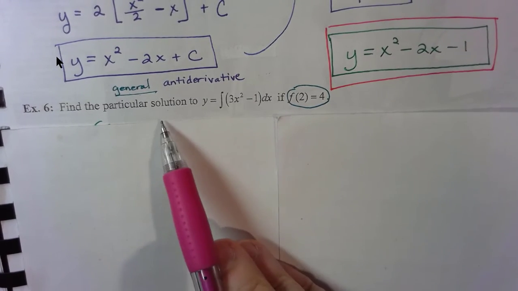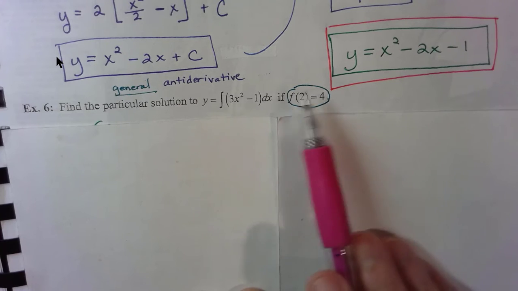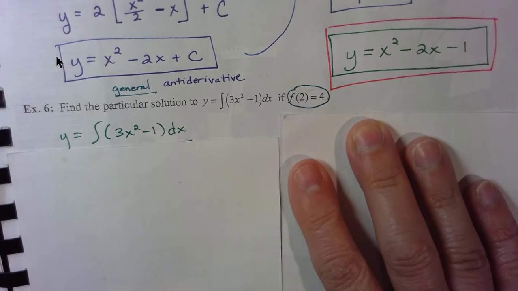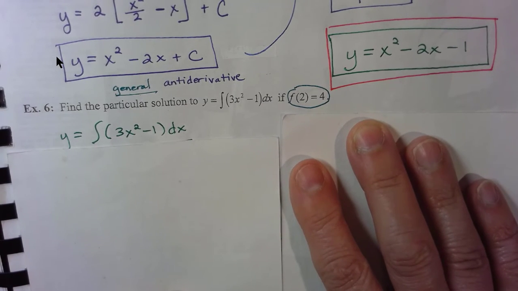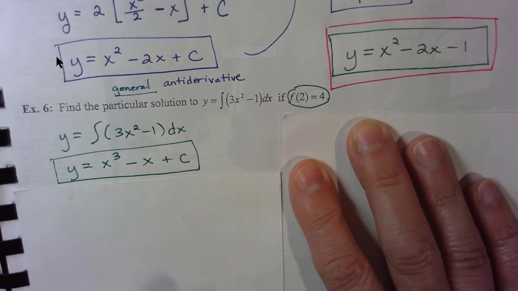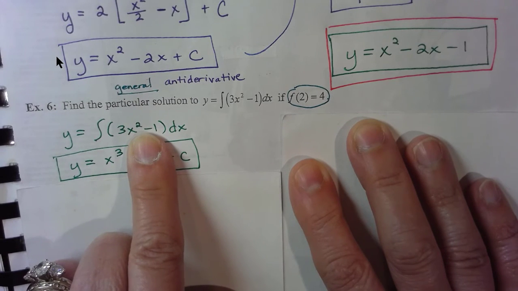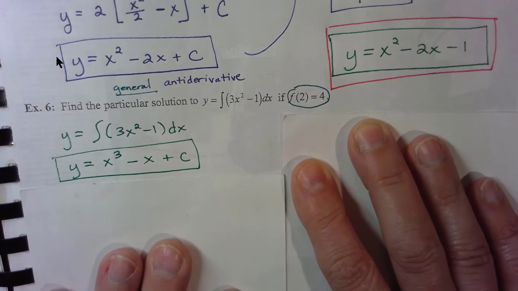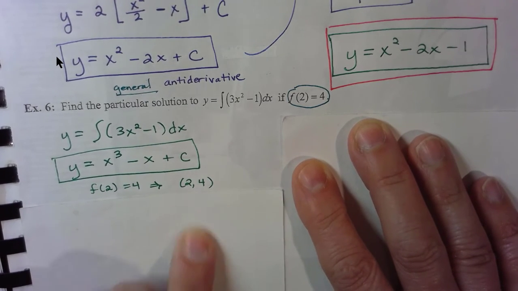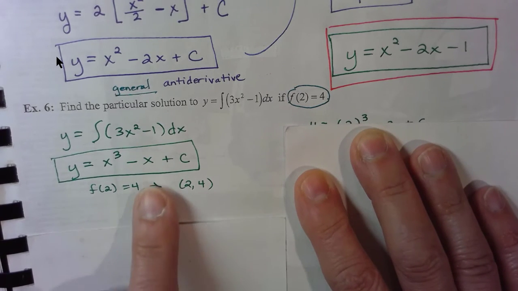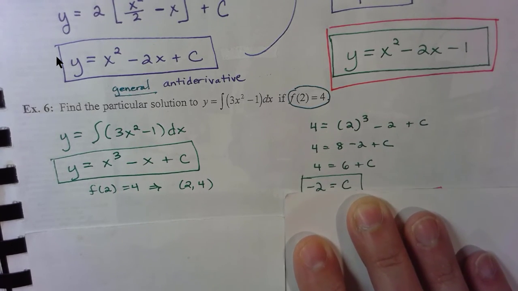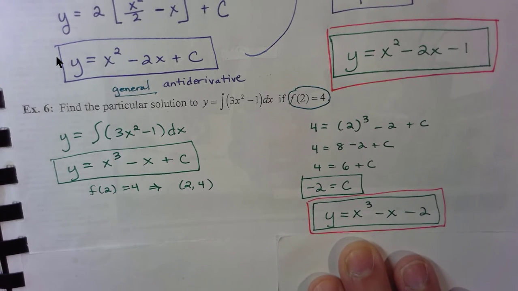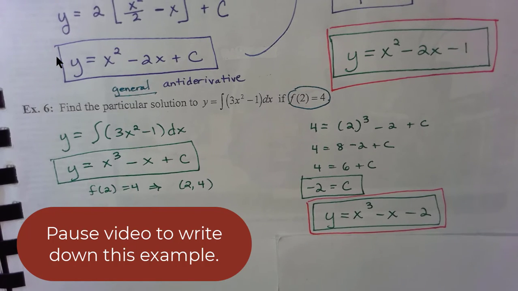Here we go. Find the particular solution. So we're going to antidifferentiate this, and I have an initial condition: when x is 2, y is 4. So the first step is write my integral. All the notation is there. Anti-differentiate each step. Add 1. Divide by the new exponent. The 3's cancel. This becomes x plus my constant c. F of 2 equals 4 means the point (2, 4). I'm going to substitute 2 for x, 4 for y. My constant of integration is -2. And there is my function. There we go. All right, pause and write all this down.